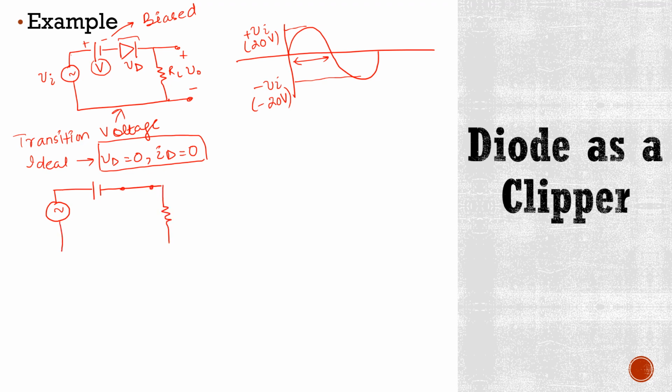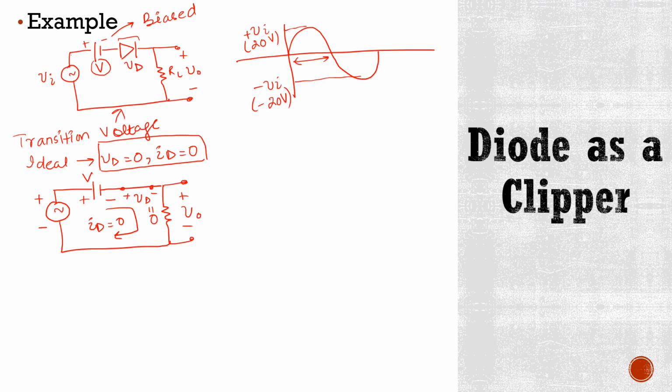Now we know that during positive cycle this diode will be short. So this is positive, this is negative, this is Vd, this is V, this is V naught, positive and negative. And here current will flow in this direction, but we know that in this condition Id is 0. So here current is also 0 and this Vd is also 0 here.